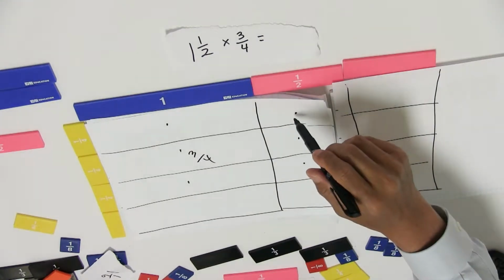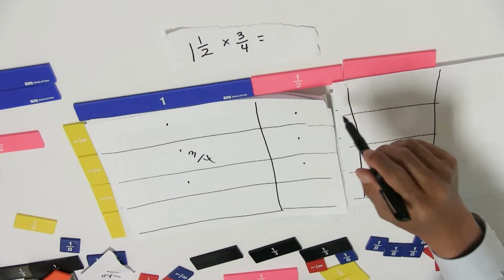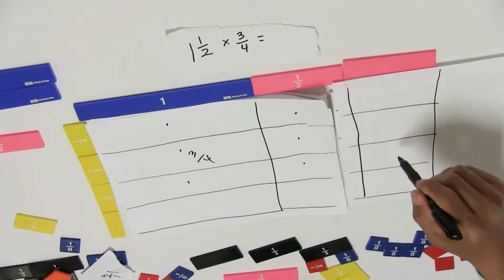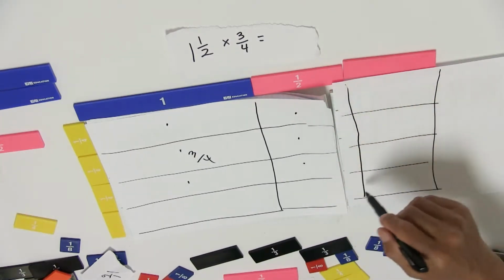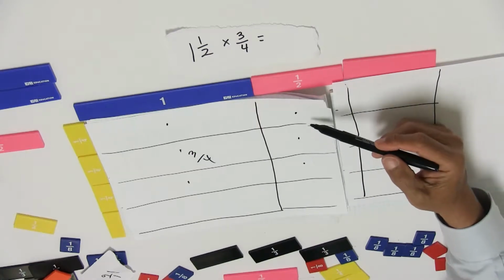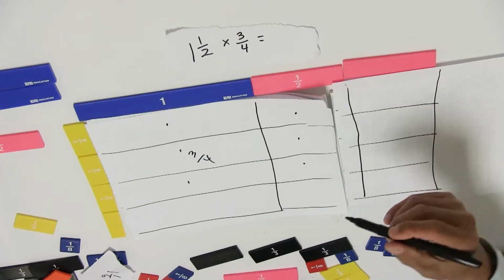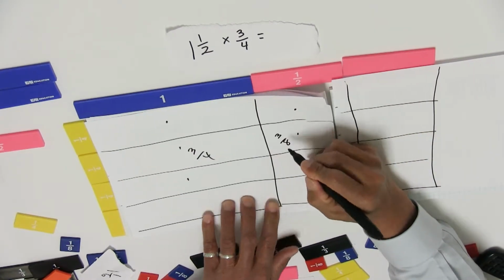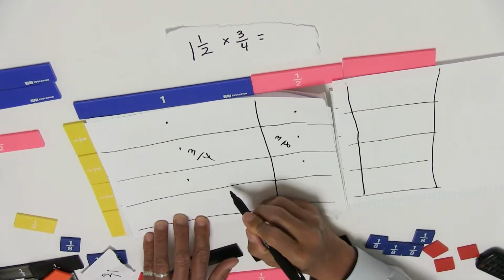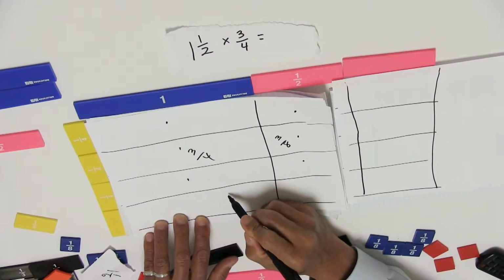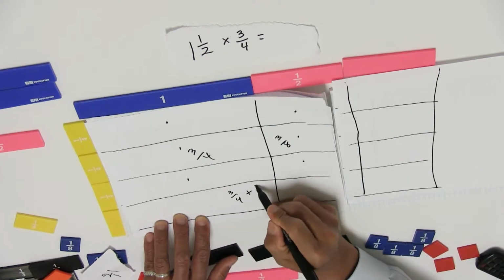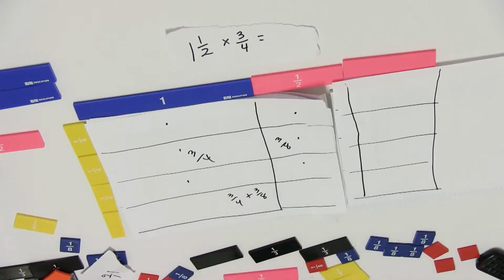So this represents 1/8 out of this whole piece here, because this whole piece is cut into eighths. So I've got 1/8, 2/8, 3/8. So I'm only interested in 3/8. So my answer is 3/4 plus 3/8. That's what I'm interested in. That's my answer.